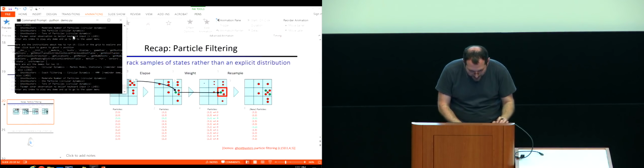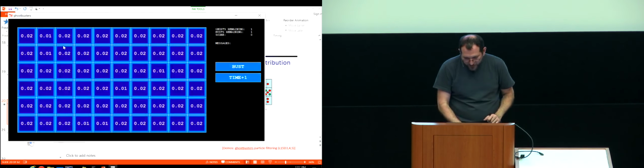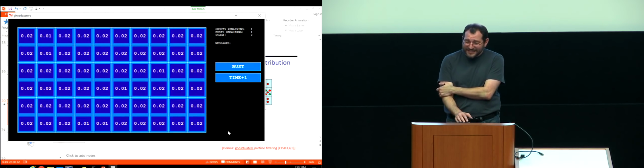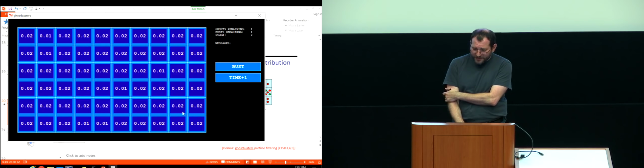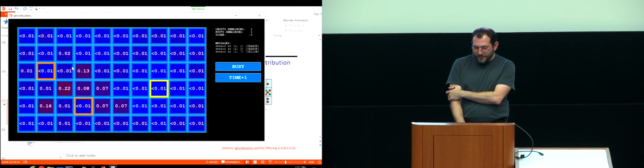All right, let's do it again, but with a ton of particles. Okay, now there's a lot of particles here. And now you can see there's some noise, right? In fact, there's a 0.01 here where it really should be 0.02. But this is a lot closer to the actual distribution because the number of samples is higher. So let's grab some evidence.